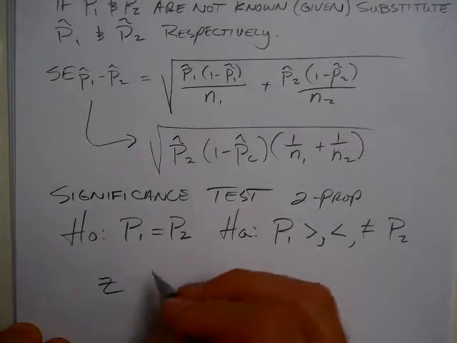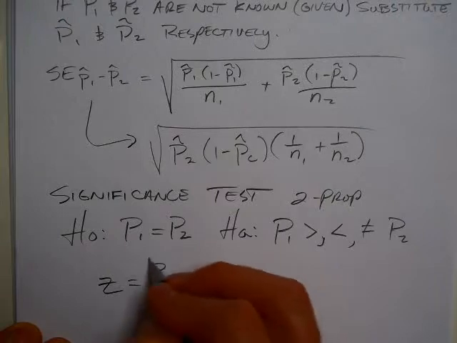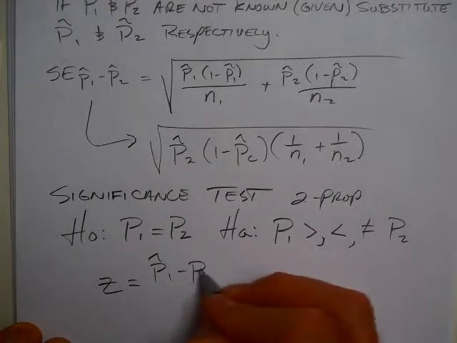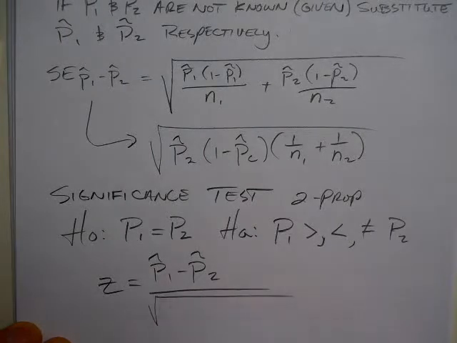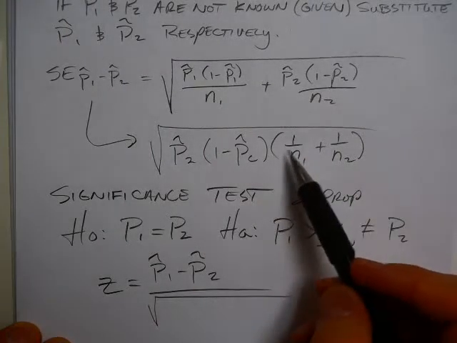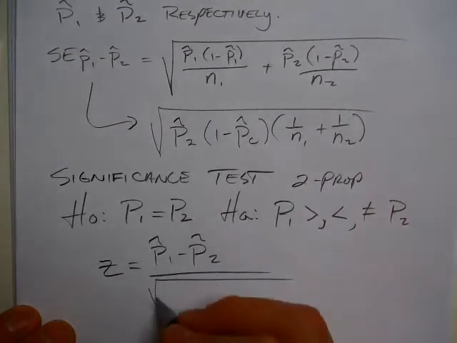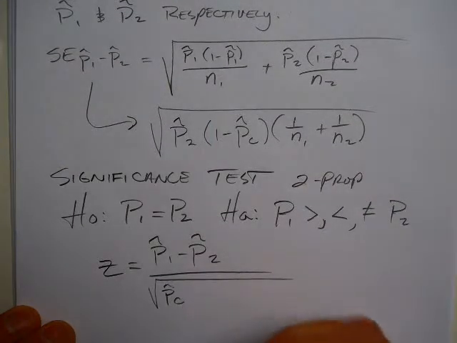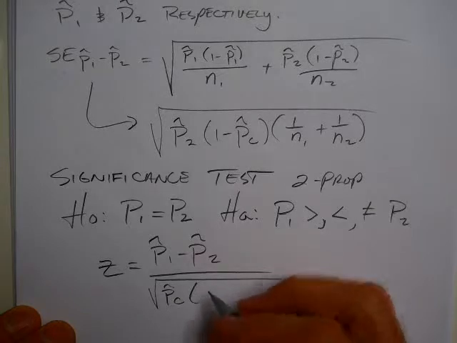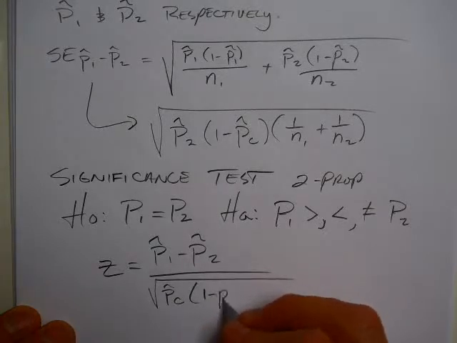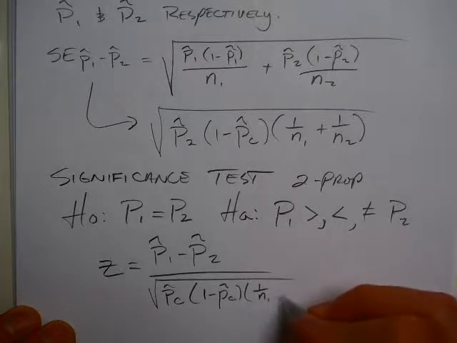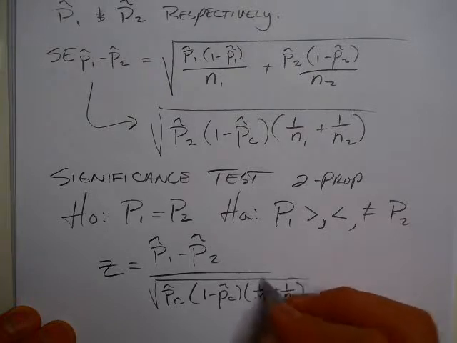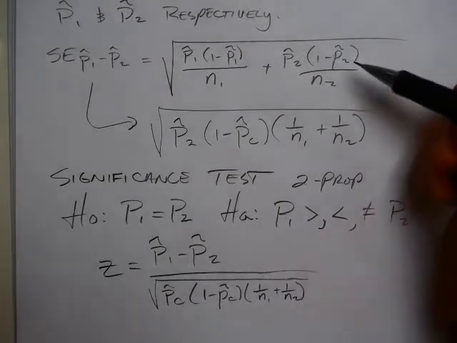The z-score for this is p hat 1 minus p hat 2 over this guy right here. P hat c times 1 minus p hat c times 1 over n1 plus 1 over n2, which is also this.